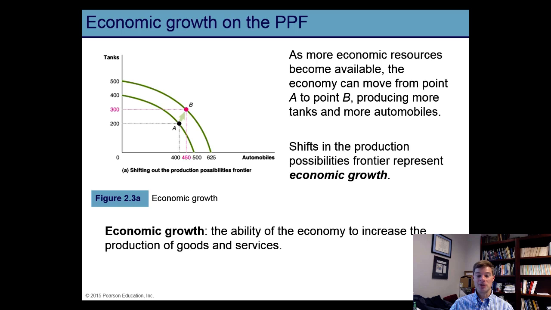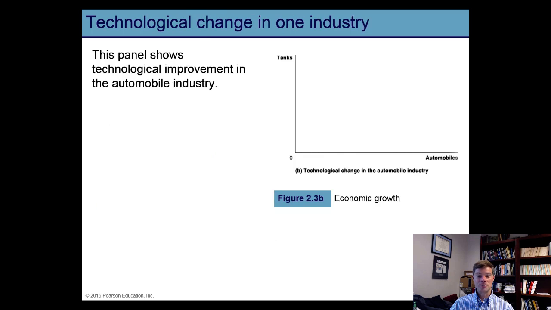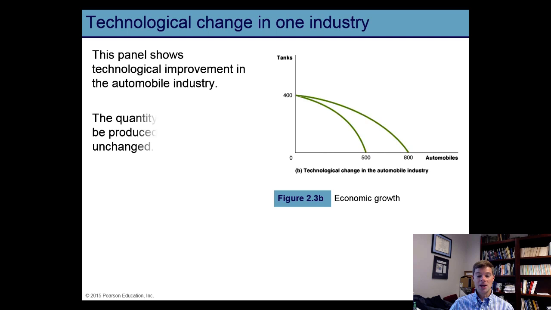Economic growth is the ability of the economy to increase the production of goods and services. Economic growth doesn't always affect output equally. In this diagram, we see that economic growth has resulted in more automobiles being produced, but not more tanks. Here there's been some type of technological change that has affected the automobile industry, but the technology has not affected the production of tanks.